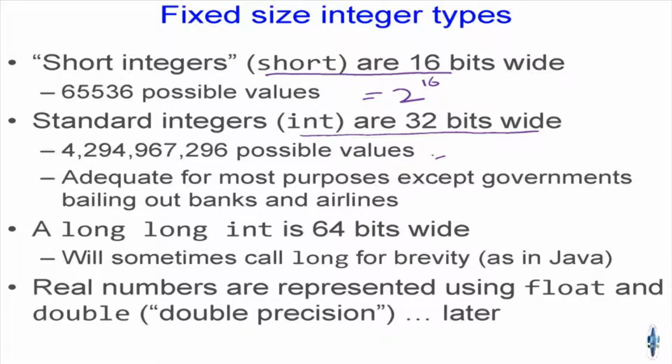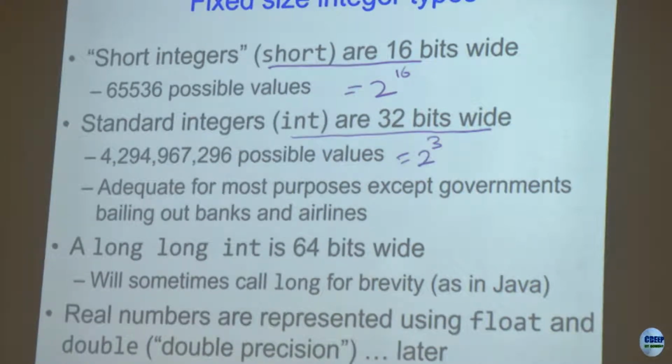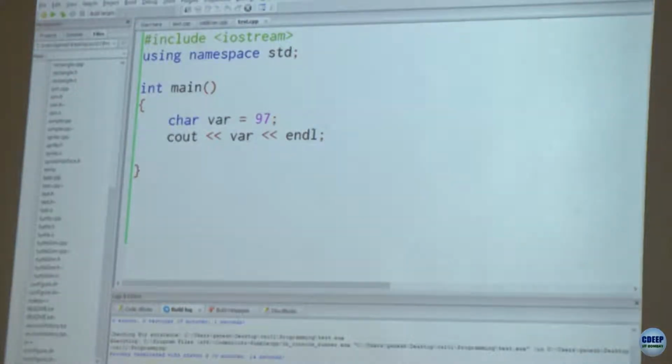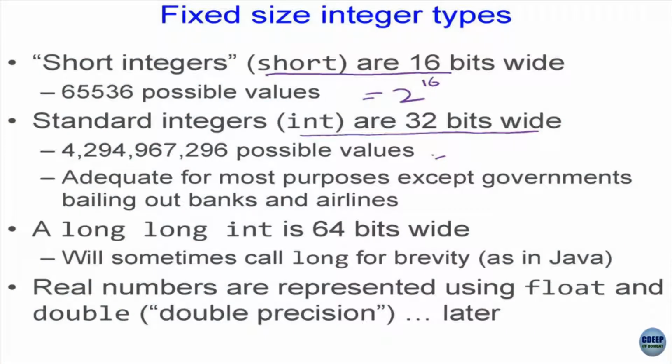You could also have longer 32 bits wide integers, int, which amount to around 4 billion possible values, which is 2 raised to 32. So you could write this: char, int x, short y. Short y will take up 16 bits and can take 2 raised to 16 values. Int x can take up to 2 raised to 32 values.